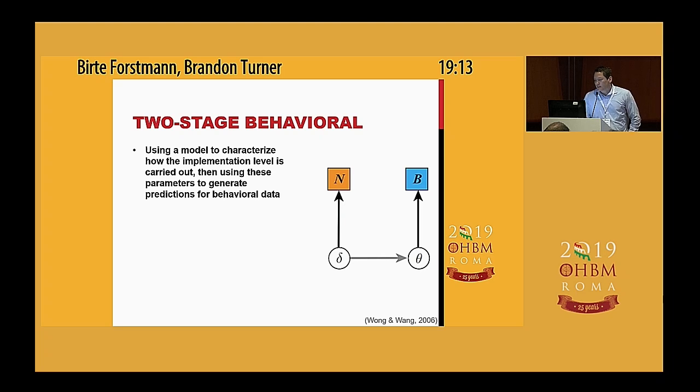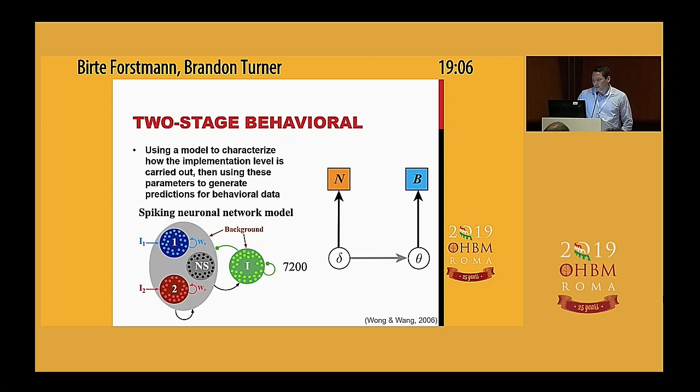Now, there are other approaches like two-stage behavioral. So here you're just using the model to characterize how the implementation level is carried out. This is really nicely illustrated in the work of Wang and Wang. They really take the biology very seriously, and they implement various forms that are neurally plausible, really extending the work of Usher and McClelland. And I wrote this here, this 7200, that's the number of parameters in the model. So these models get really complex, but they exquisitely capture patterns of neuronal firing and choice response time behavior.